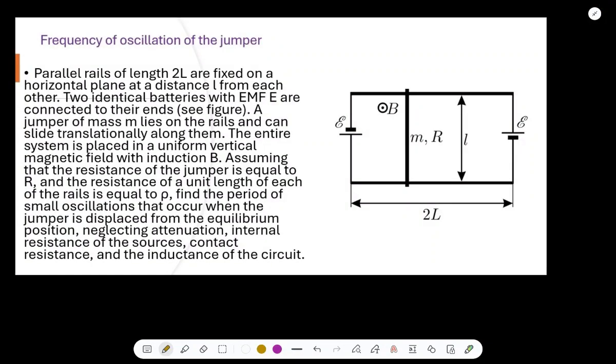Welcome to a new problem solving session. As usual, we have a problem at our screen. And what is the problem itself?